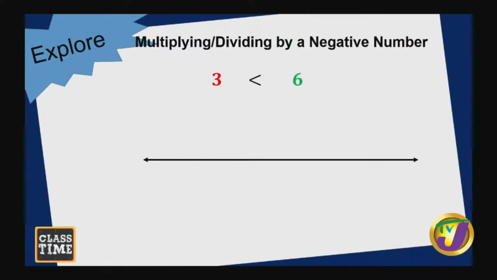3 is less than 6. We have an open number line represented here. If we should think of the open number line, I can place the 3 to the left of the 6 to show its position in relation to the 6. So now the 3 is to the left of the 6.